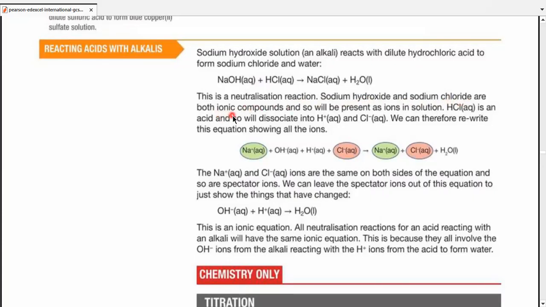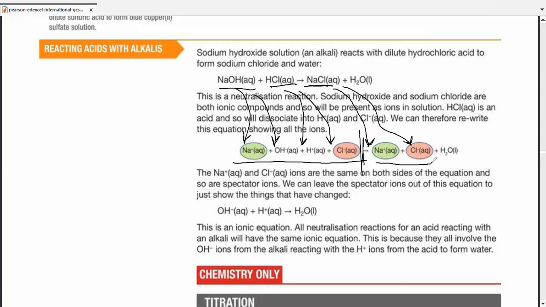Sodium hydroxide and sodium chloride are both ionic compounds, so they can be presented as ions. You can simply convert them into ions. For example, this can be written as chloride ions and sodium ions. On the other hand, sodium hydroxide can be written as sodium ions and hydroxide ions. My bad, this one actually comes as part of these chloride ions. Now this acid can be written as hydrogen ions and chloride ions. So far, these are the reactants written as separate ions.